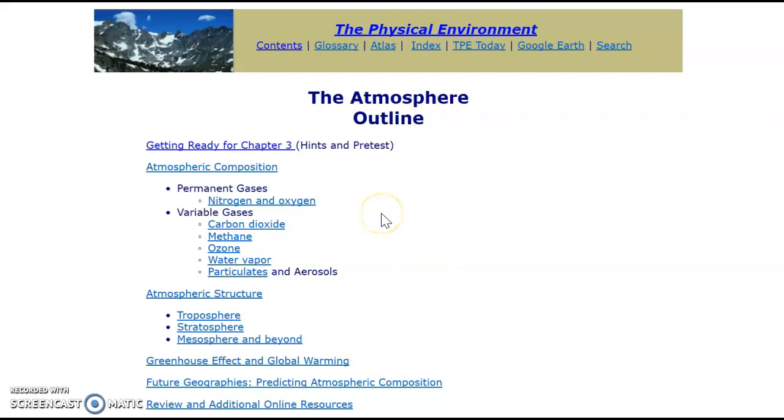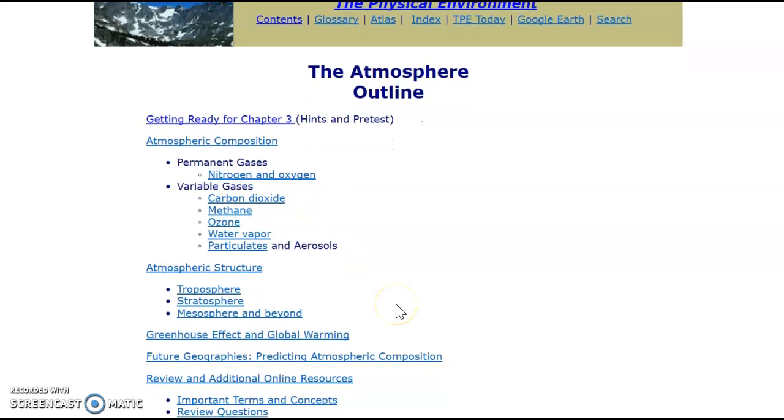So the permanent gases in the atmosphere are nitrogen and oxygen, and then with varying levels, you have carbon dioxide, methane, ozone, water vapor, and then particulates or aerosols. Both of those are smaller types of harmful particulates or chemicals that can sometimes be at varying levels in the atmosphere. And we're going to get into more about these not beneficial gases in just a minute.